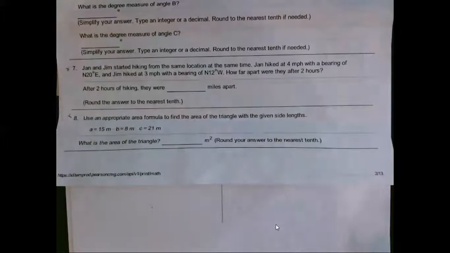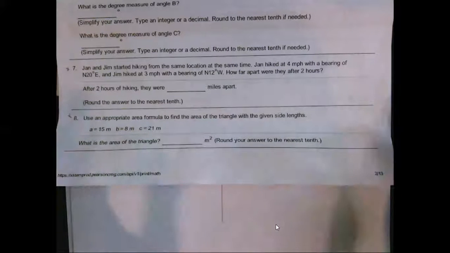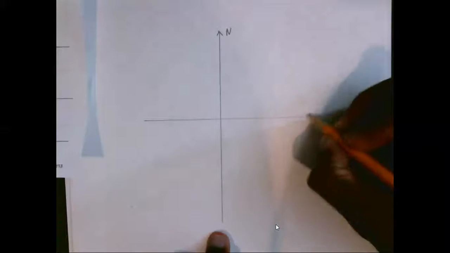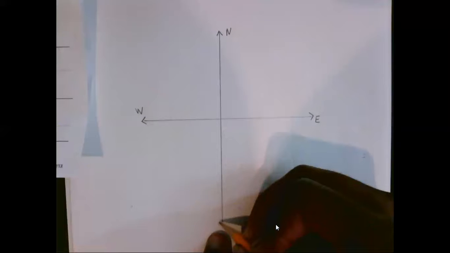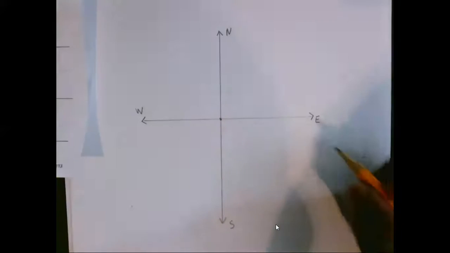So the way we solve this one, we have to represent everything graphically first. Translate from English to math. So first we draw a system where we represent the north here, the east here, the west, and the south in here. So they're saying that they both started at the same location. So let's start with Jen.